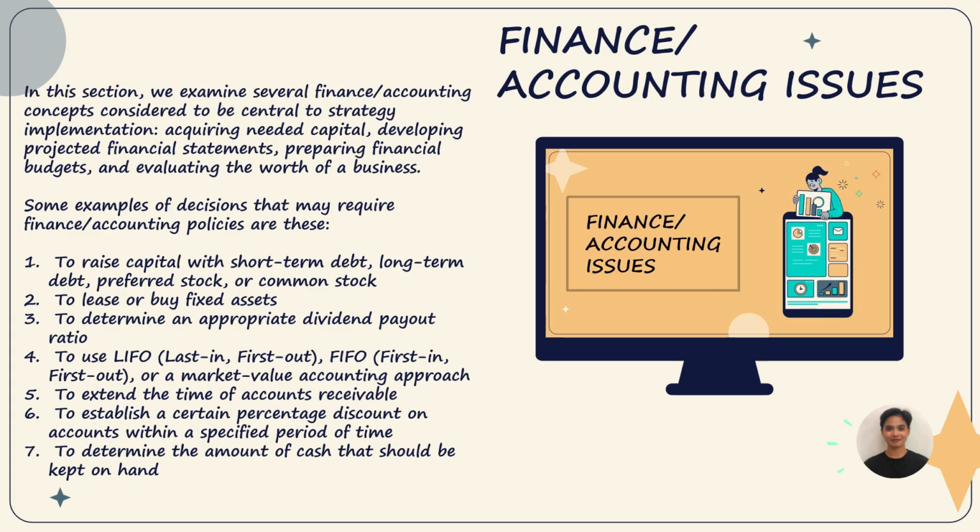suportahan ang matagumpay na implementation of strategies like: first, to raise capital with short-term debt, long-term debt, preferred stock or common stock. Second, to lease or buy fixed assets. Third, to determine an appropriate dividend payout ratio. Fourth, to use LIFO or last in, first out, FIFO or first in, first out in a market value accounting approach. Fifth, to extend the time of accounts receivable. Sixth, to establish a certain percentage discount on accounts within a specified period of time. Seventh, to determine the amount of cash that should be kept on hand.